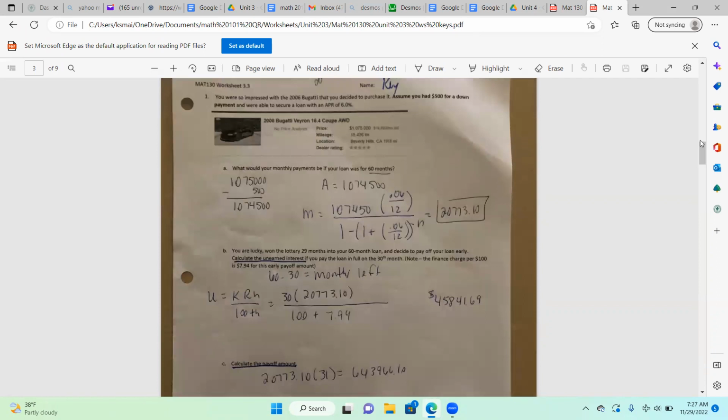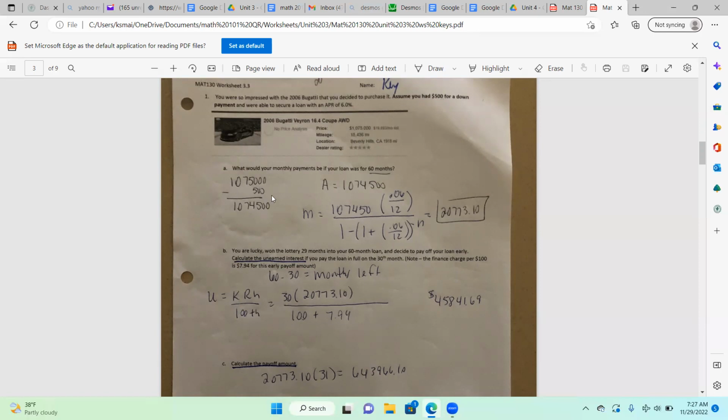The Unit 3.3 worksheet. So this worksheet has you buying a Bugatti, which is a very expensive vehicle. The price is $1,075,000. And it says, what would your monthly payments be if your loan was for 60 months? And it says up here that we had $500 to put down on the vehicle.